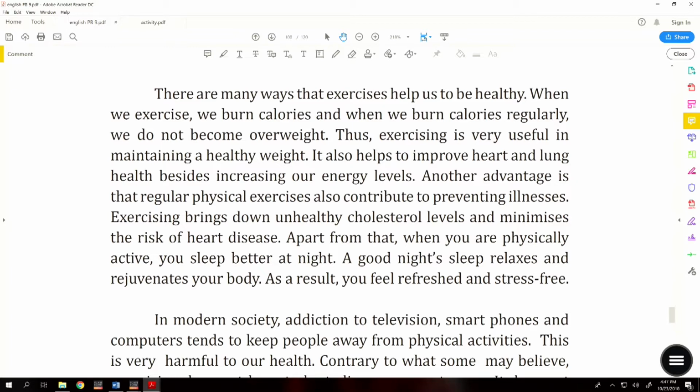Apart from that, when you are physically active, you sleep better at night. A good night's sleep, right? What does a good night's sleep help with? It relaxes and rejuvenates your body. As a result, you feel refreshed and stress free.